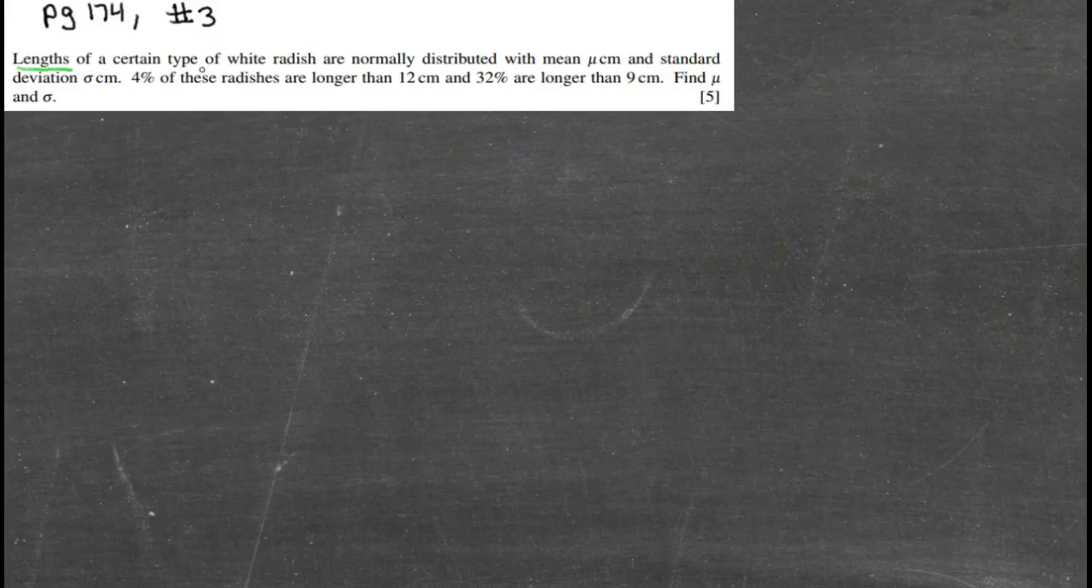Okay, folks, here we are, page 174, number 3. We've got the lengths of a certain kind of radish, normal distribution. They give us the mean. No, they don't give us the mean. They tell us that 4% of the radishes are longer than 12 centimeters and 32% are longer than 9 centimeters.